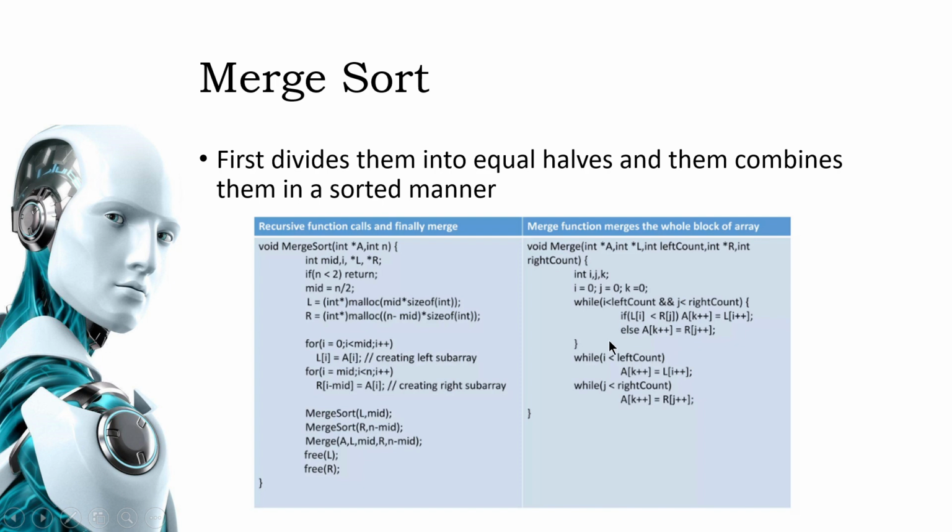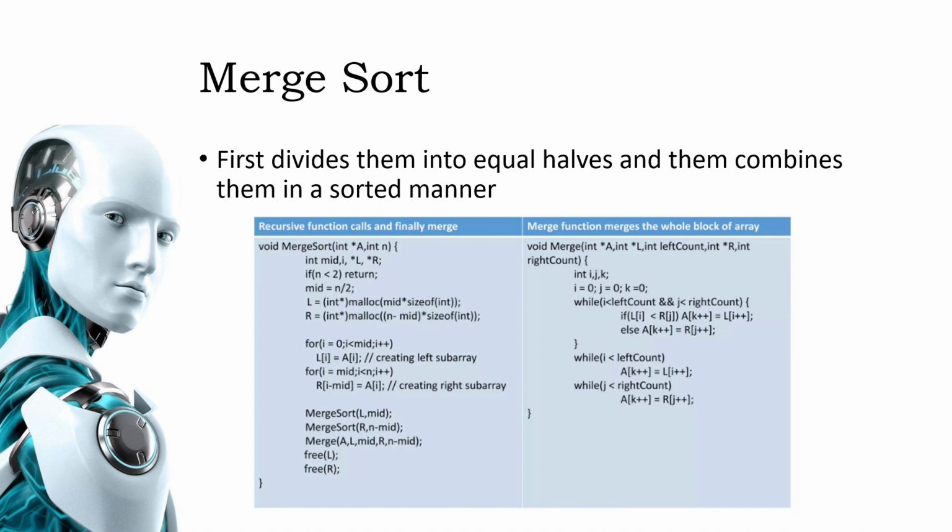So what is left count and what is right count? Left count is the mid that I have given, and right count is n minus mid. Until i is being incremented and j is also being incremented, until all the elements are done, I need the while loop to keep running.